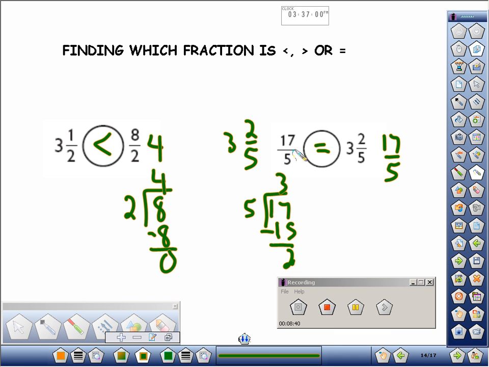Okay, and that's the end of this math tutorial. Hopefully this will help you with comparing or ordering fractions.